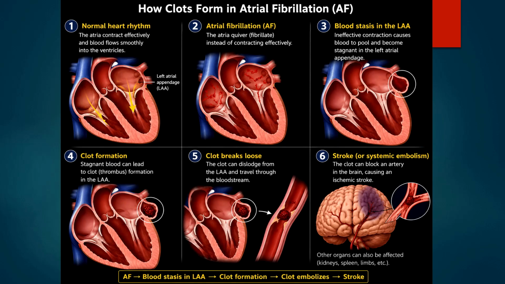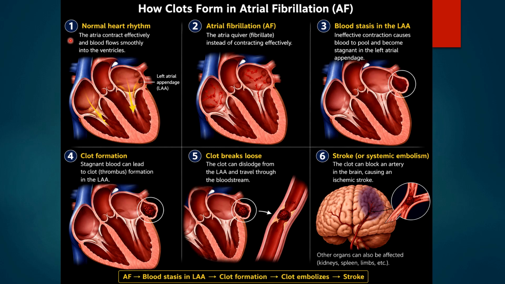So far, we have discussed the normal conduction of the heart, what happens in atrial fibrillation, risk factors and triggers, symptoms of atrial fibrillation, types, how to diagnose, and nursing assessment, where we have seen always to assess the patient for stroke. In this slide, we are going to see how a clot forms in atrial fibrillation and ends up with stroke if not treated with appropriate anticoagulants.